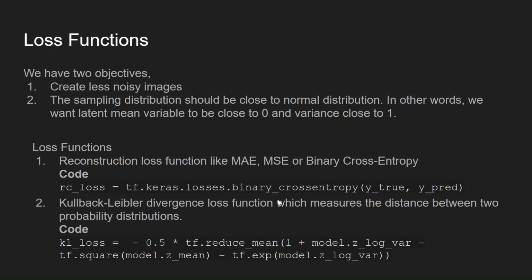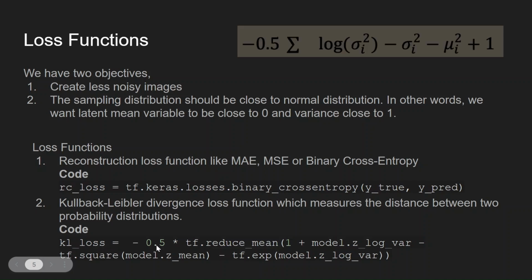It's a very standard binary cross entropy, while this is going to be the Kullback-Leibler divergence loss function, which is negative 0.5 into tf.reduce_mean. If you go to the internet, you will find the mathematical formula of this divergence loss function. This code is basically the TensorFlow version of that formula. Exponent will convert this log variance into variance.